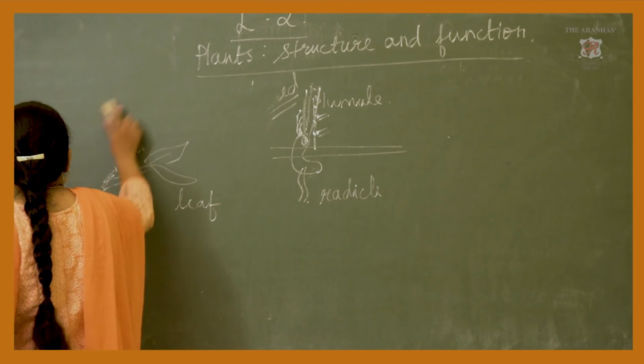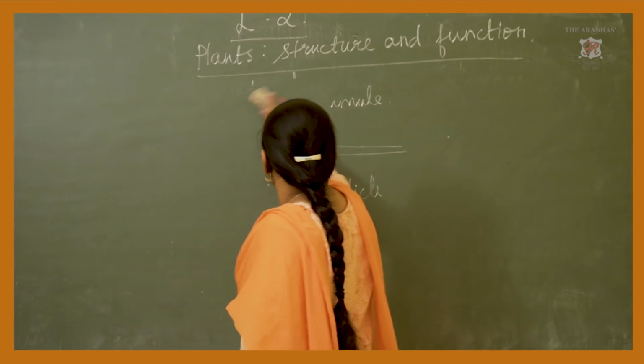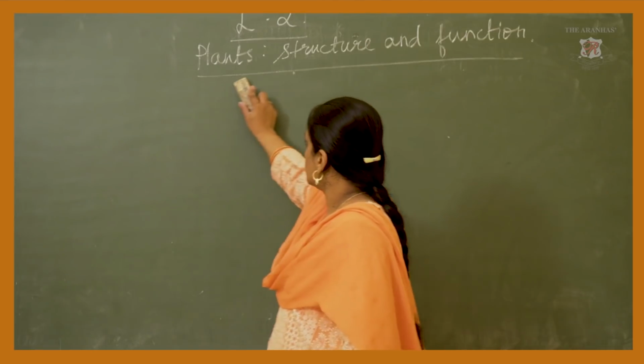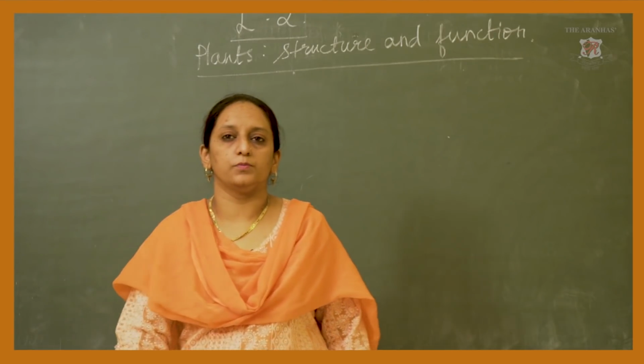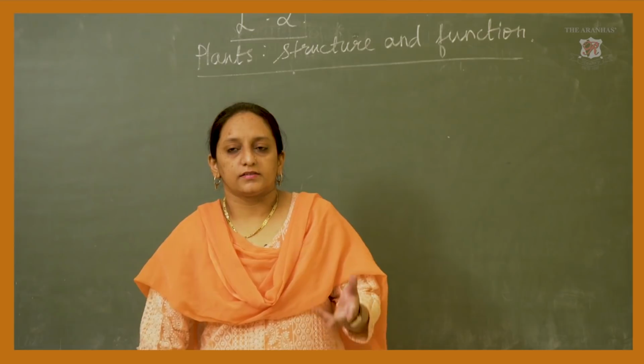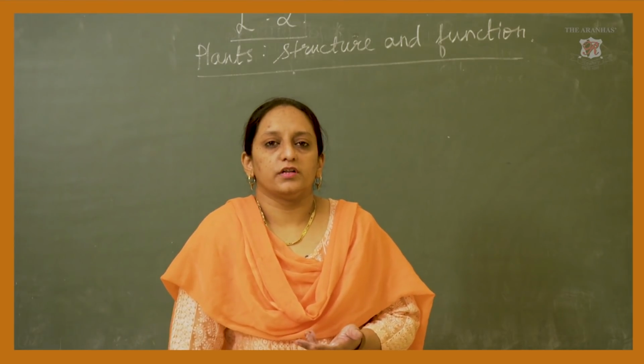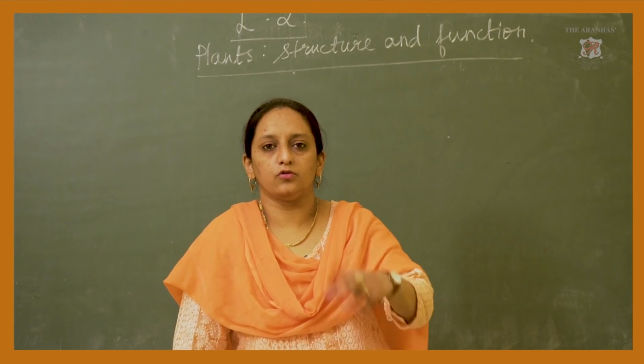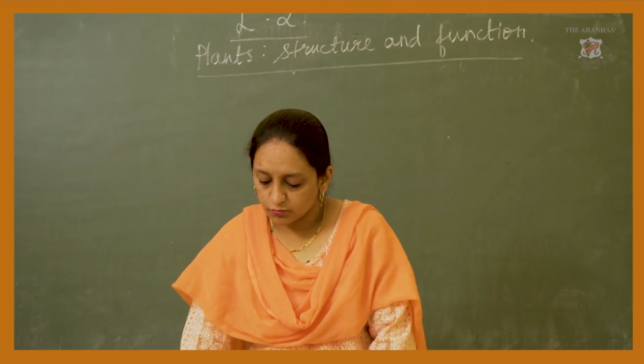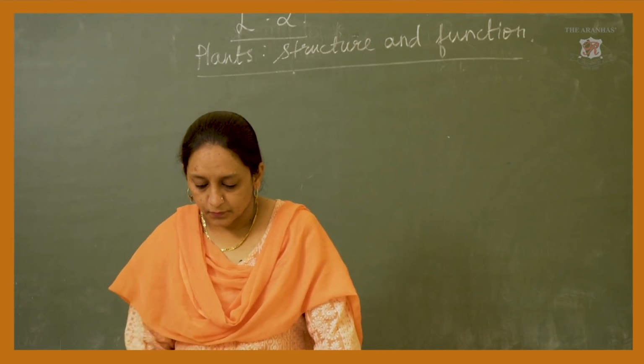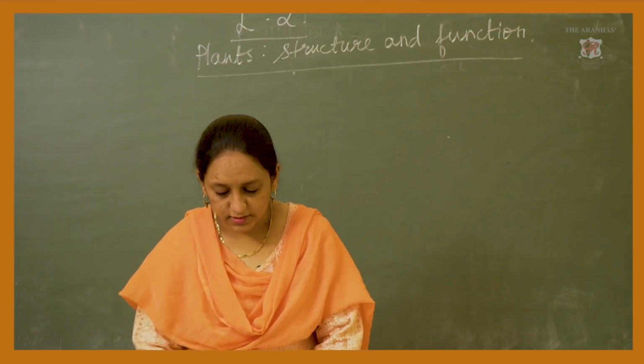So, what do you all think? What must be the function of this part of the plant, that is the stem? The function of the root we had seen. The main function was to support the plant. The next main function was to absorb water and minerals from the soil and to provide them to the plant. Now, what must be the function of the stem? According to you all, what does the stem do?